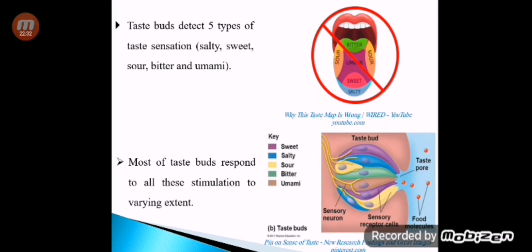Later on, they found this tongue map is wrong because they found most of the taste buds respond to all stimulation to a varying extent.